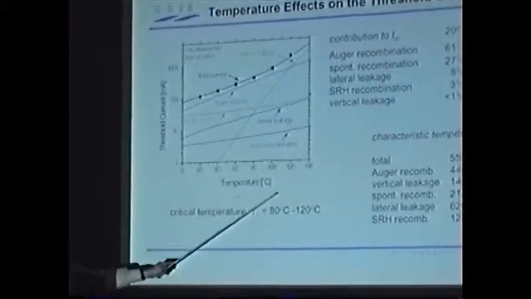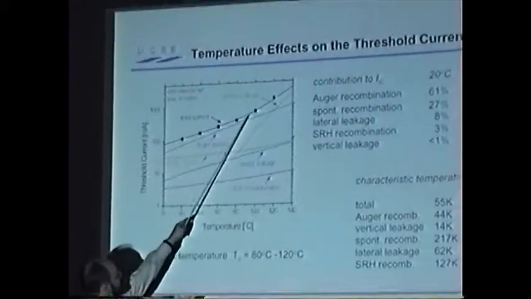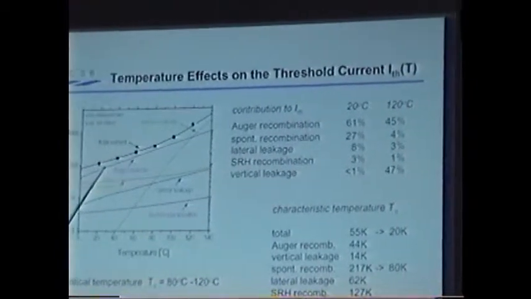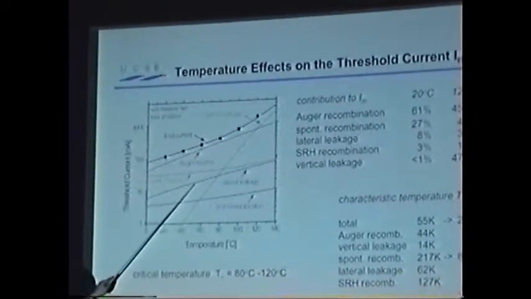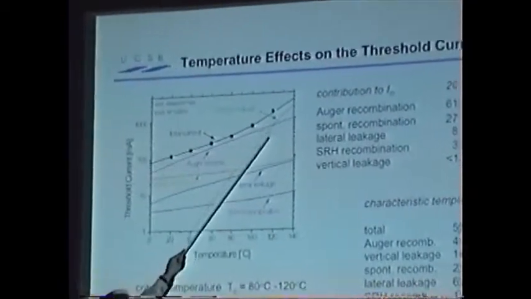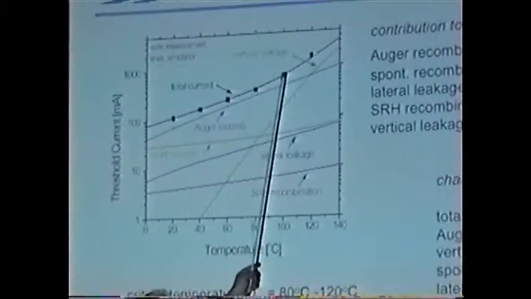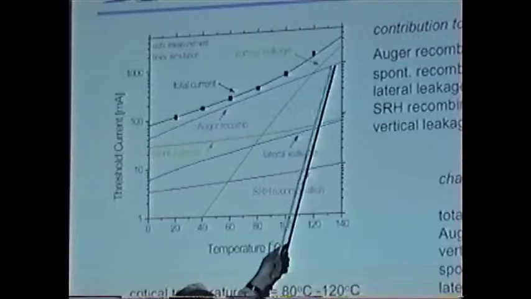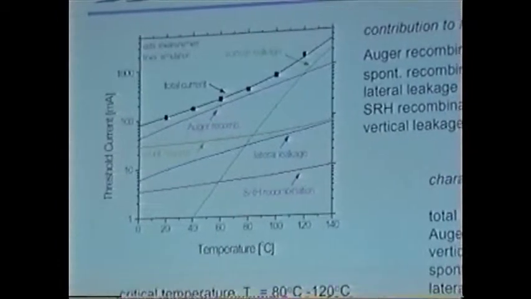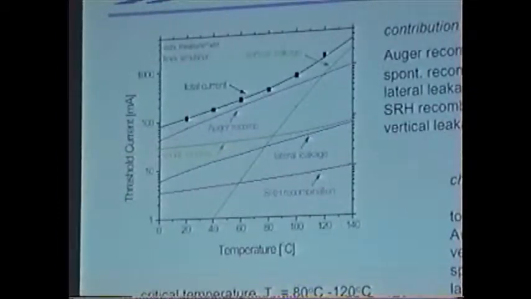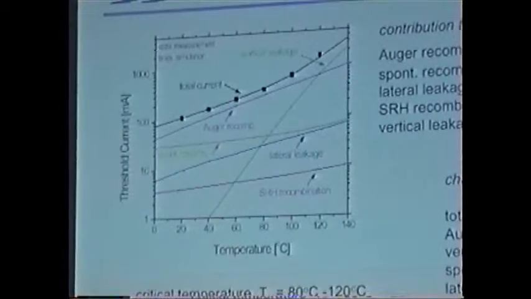So we have threshold current versus temperature. This is the fit, the measurement, and the simulation. Now we can split it up into Auger, spontaneous recombination, lateral leakage, defect recombination, and vertical leakage. We see that Auger recombination dominates up to about 80 or 90 degrees, and then the vertical leakage comes in very strongly. Basically that was known experimentally, because at a critical temperature the T0 changes from like 40 or 50 to 20. So we know there's some other physics going on, and now this shows exactly what's happening.